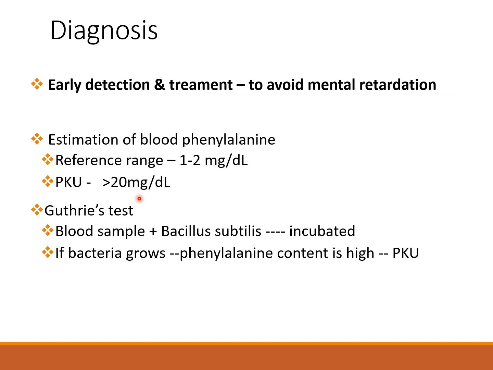Another test which is employed very commonly is the bacterial test, that is Guthrie's test. In this test, a blood sample from a PKU patient is incubated with bacteria, that is Bacillus subtilis. This Bacillus subtilis requires phenylalanine for its growth. So if the sample contains a high level of phenylalanine, then the bacteria grow very fast and you can see many colonies, and that will tell whether the patient is having phenylketonuria or not.